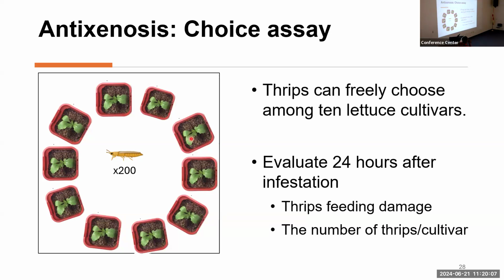So on this one, I'm giving the insects the choice. That's why it's called choice assay. I'm giving them the choice by giving them 10 different cultivars and putting 200 thrips in the middle. And after 24 hours, I'm going to see which cultivars have a lot of thrips or a lot of damage, because that means that cultivar is more susceptible, while the one that has fewer thrips and less damage is more resistant. Thank you so much.